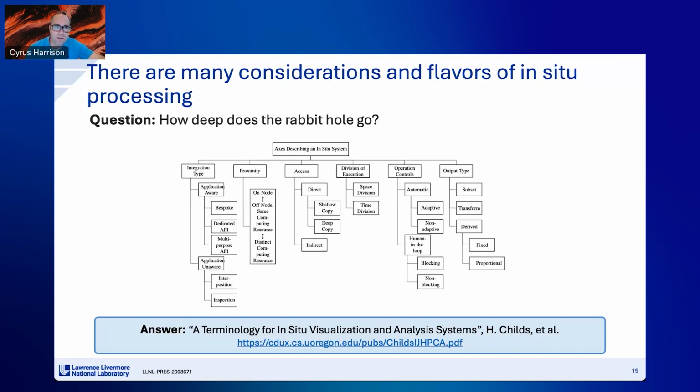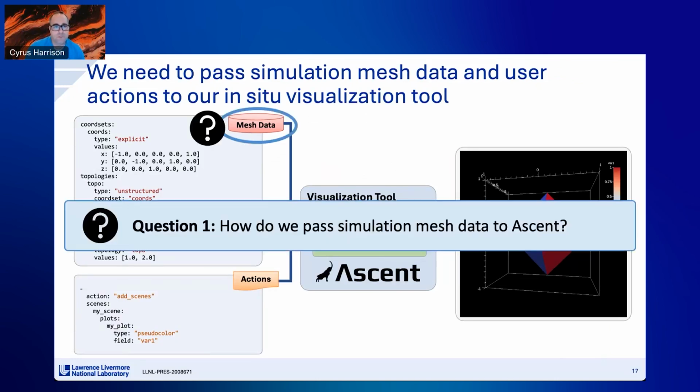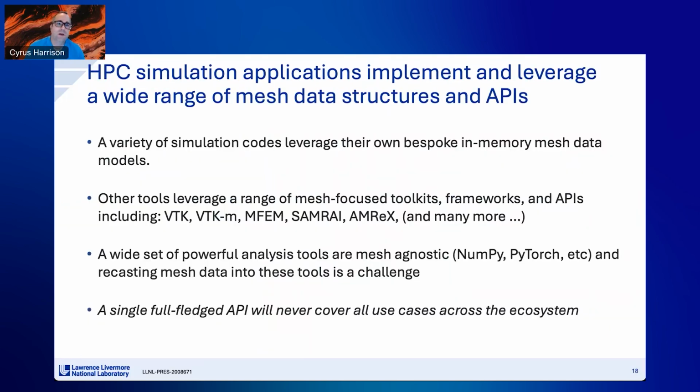Today we're going to be talking about something that's tightly coupled into the application using the same memory space. That's the way we're going to be sharing how Ascent is done today. So in order to use our visualization tools, we've got to provide mesh data, we've got to provide actions, right? So the question is, how do we pass simulation data to Ascent? The world of HPC simulations is wide and complicated, right? There are lots and lots of ways that people represent their mesh data.